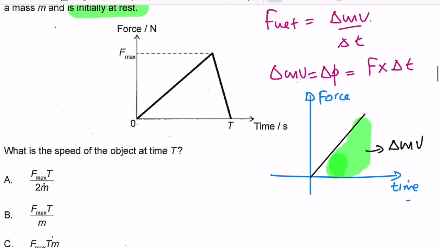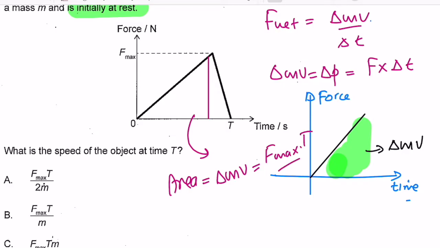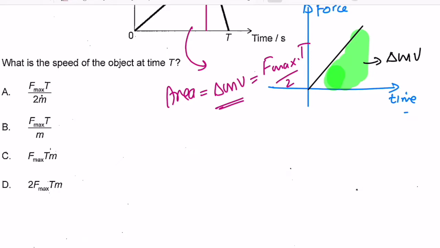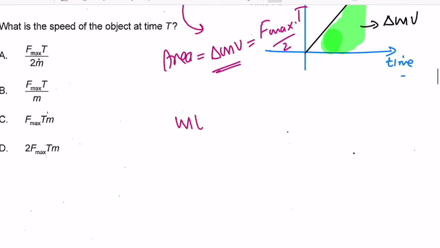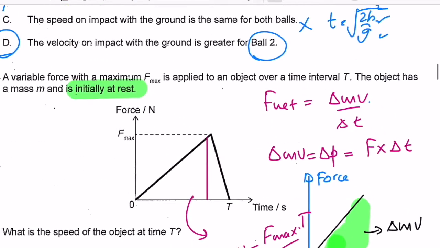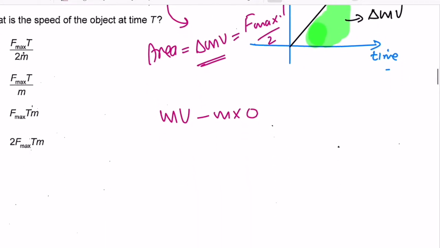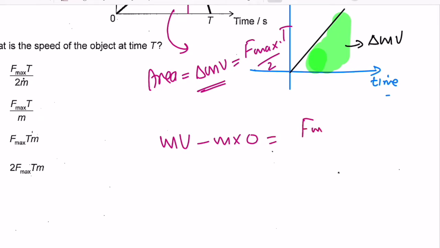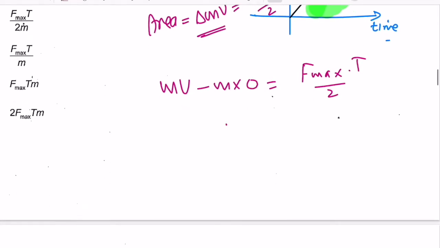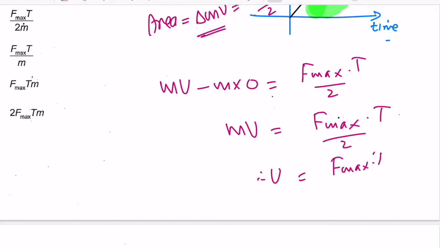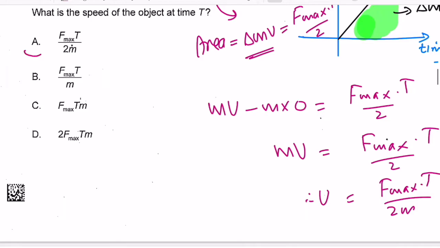So let's find this area for the given graph. This is F max. So area, or change of momentum, equals F max times t divided by 2. But this is not what they asked. They asked final velocity. So mv minus m times 0. Why? It started from rest. Okay, so starting momentum is 0. m times v equals F max times t over 2. So v equals F max times t over 2m. Answer should be A.